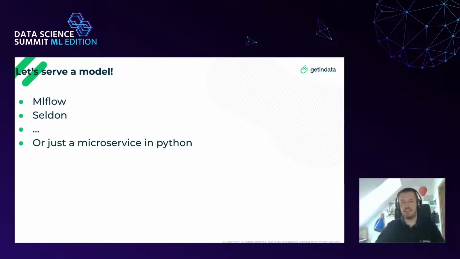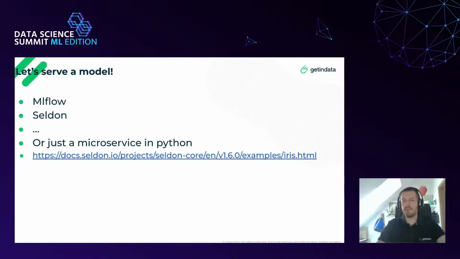There's always a way to serve a model by just creating a microservice, right? Because the model is just a pickled something that you unpickle and you can just call. So you can always create a microservice that will do everything that is needed to serve a prediction. Before we go to the main topic, let's serve a model.